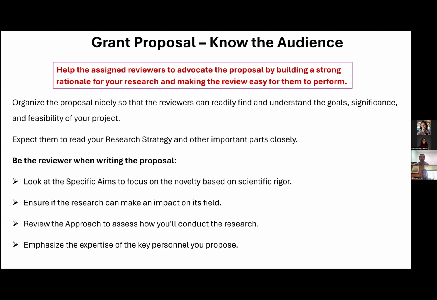And then you can again highlight the significant portions. You can highlight the key points. In that way, you can always make an impression on your reviewer.